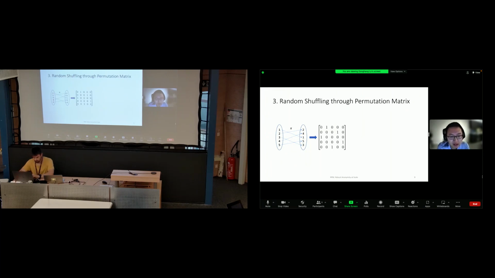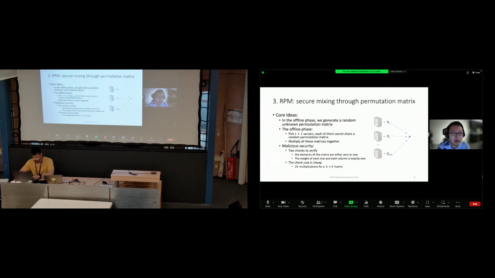You can see each row and each column contain exactly one element to be 1, and all other elements are 0. So if we have this matrix ready, and if we have the messages that we want to mix, which is A1 until A5 in this example, then we simply multiply this matrix with the message vector, and we get the permutation result.